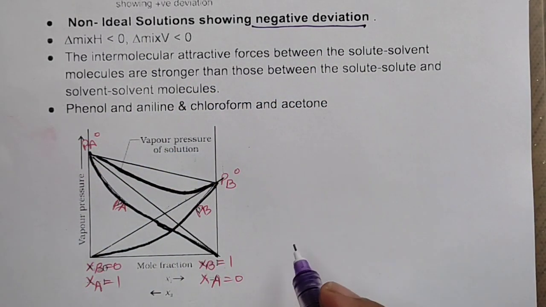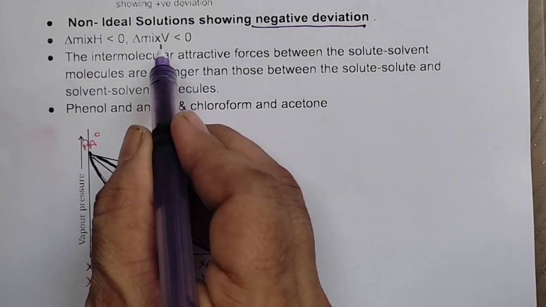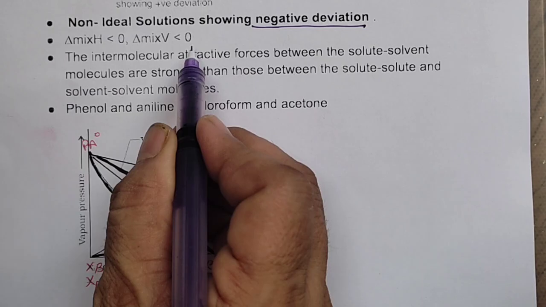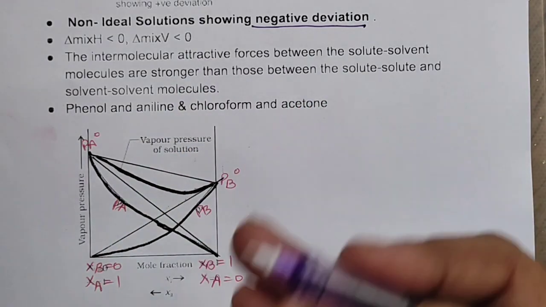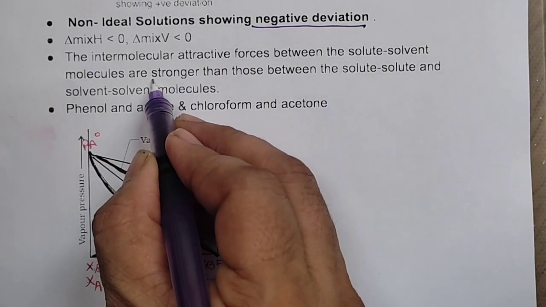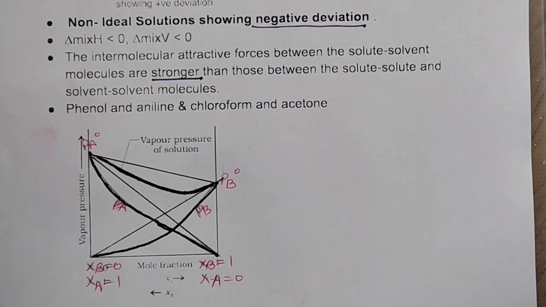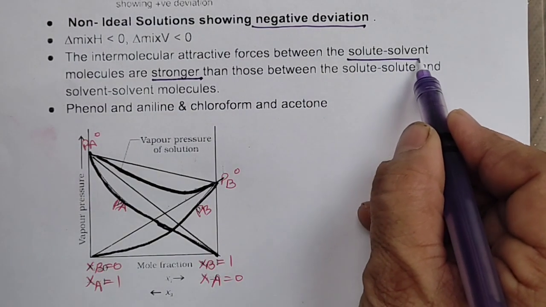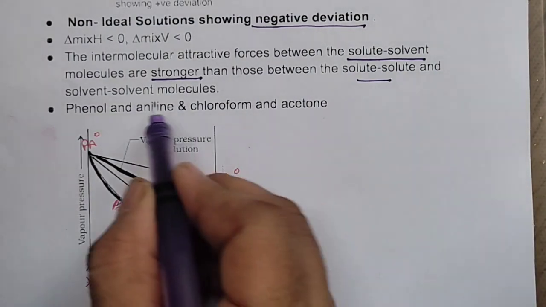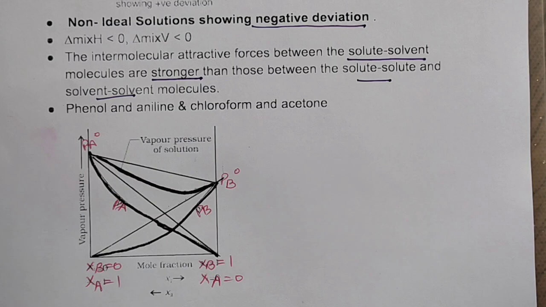Negative deviation, everything is negative. Delta H mixing is negative, delta V mixing is negative. Negative means the pressure becomes less, which means the interactions become more. Solute-solvent interactions are more than the solute-solute and solvent-solvent interactions. After mixing, the molecules come closer, and when they come closer, the forces become more. Right? The bonds are formed.